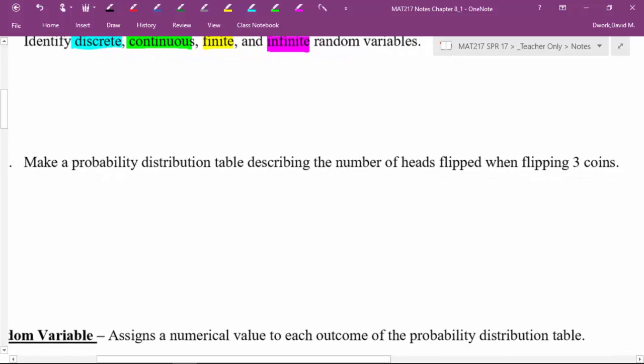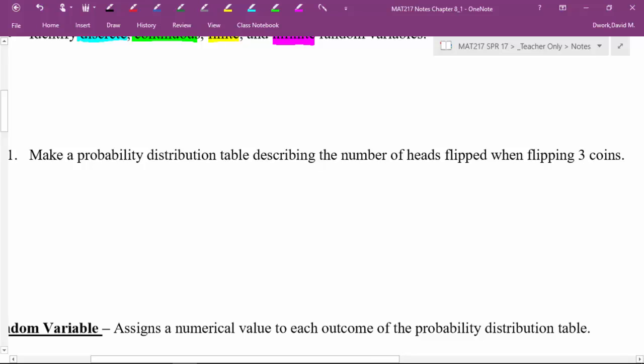All right, so first things first, do you remember how to make a probability distribution table? If so, I would like you to do that. Make a probability distribution table describing the number of heads flipped when flipping 3 coins. If you don't remember, that's okay. I'm going to walk you through it right now.